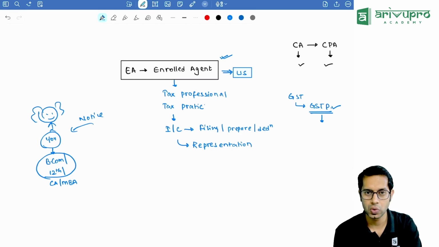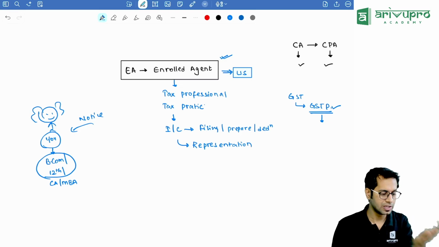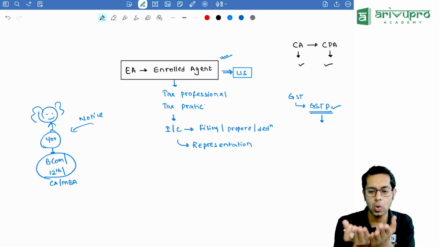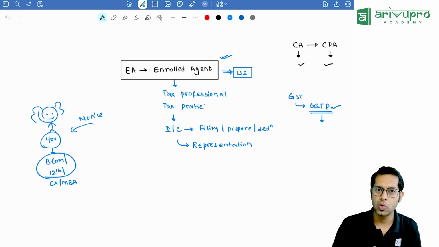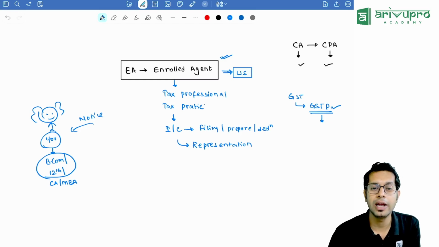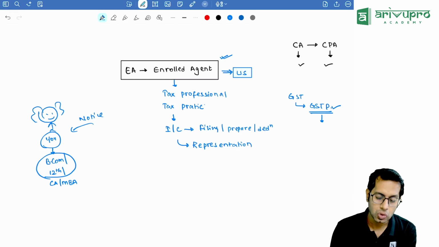What should I do with this notice? I have received a notice. Of course, if you have received a notice, that means you will have to reply. You will have to go meet that officer who has sent the notice to you. But you have zero idea about tax law in India. So what will you do?